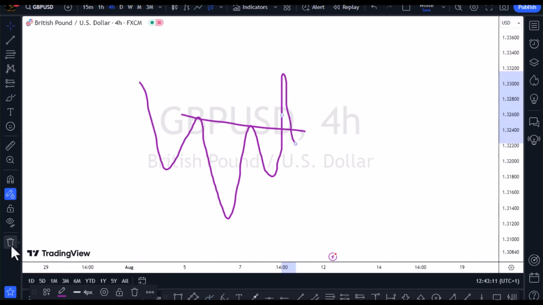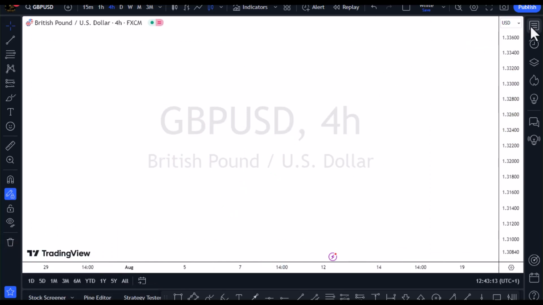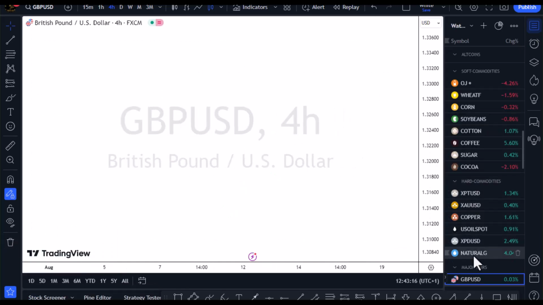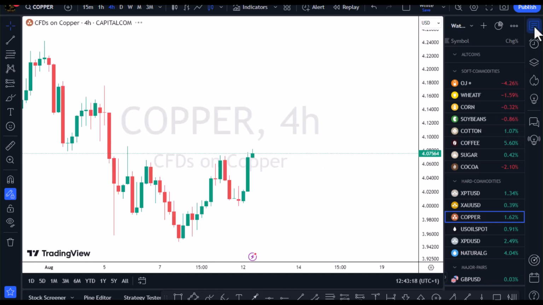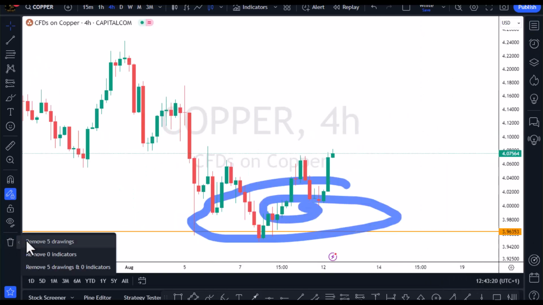Now let's take, for example, the trade I took on copper. Let's go back to copper. Let me show you an example of what we did on copper. For example, right now you can see on copper right here, I made an aggressive entry. Let me clear all this right here.